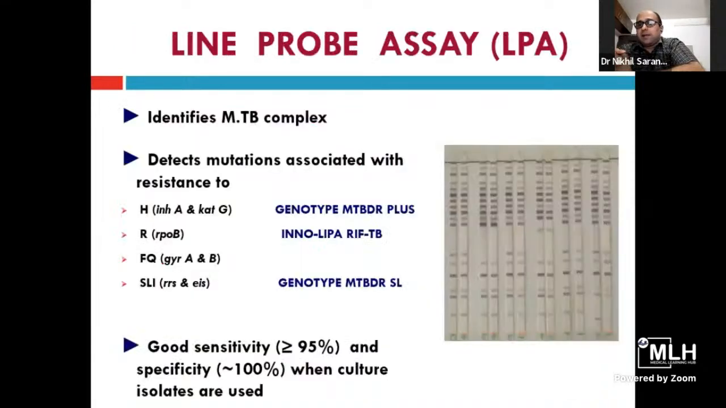Then we have the line probe assay, which identifies the Mycobacterium tuberculosis complex. It detects mutations associated with resistance to INH and rifampicin, that is the first line LPA. And you have now the second line LPA, which also detects fluoroquinolone resistance and second line injectables. Line probe assays have good sensitivity and specificity when culture isolates are used.